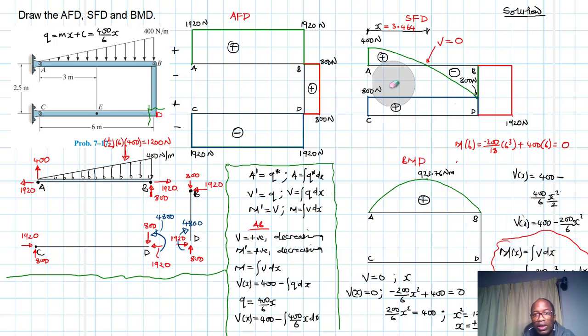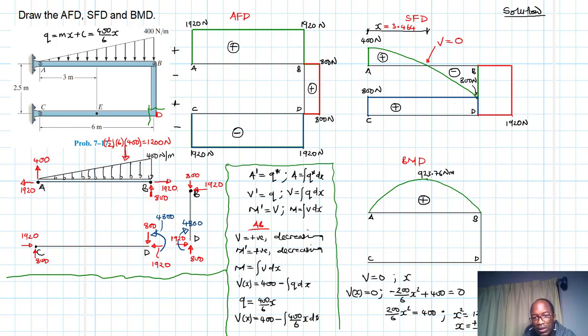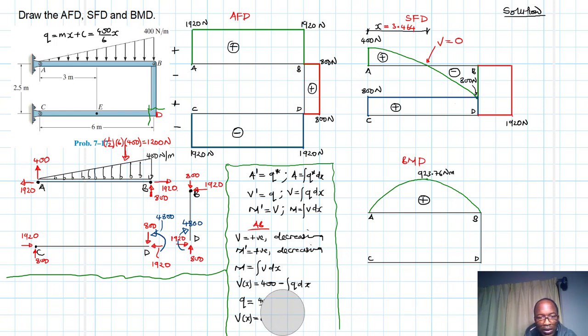Okay, it was the issue of finding where we have the maximum, and we know that point is 3.464. This is where we have the maximum moment. Let me just get rid of all this stuff. Great, and then the rest is just direct, because the equations are much easier to work with.